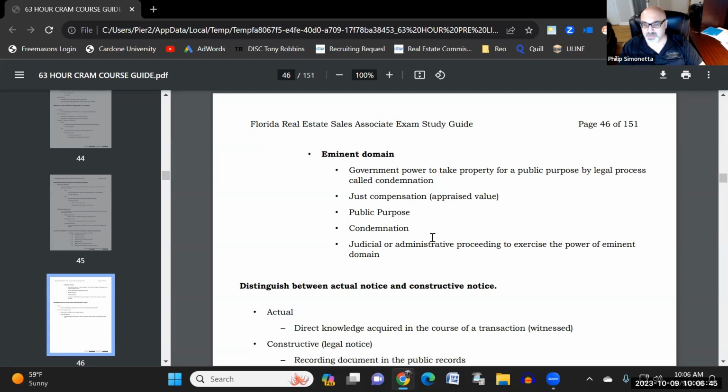It's got to be for a public purpose. Remember, condemnation is the process through the court. And it's a judicial or administrative proceeding to exercise the power of eminent domain. The court will exercise that.